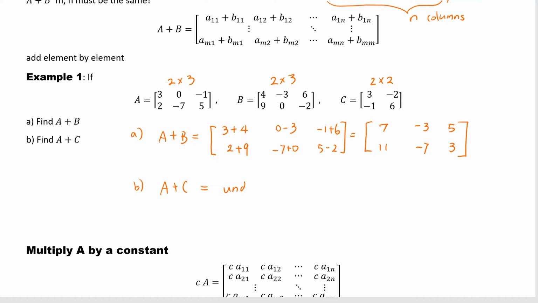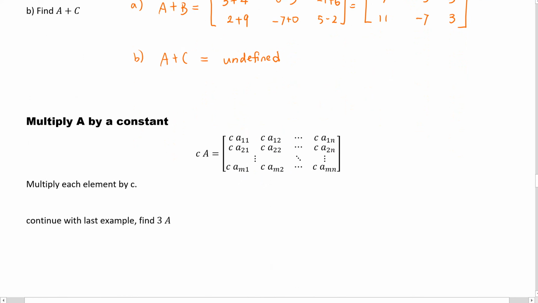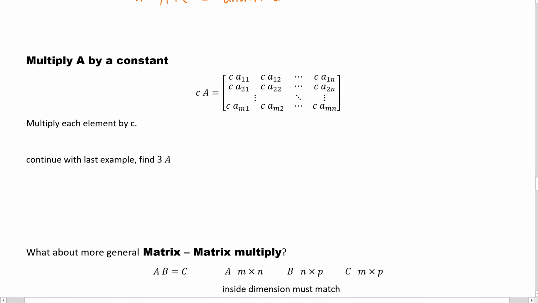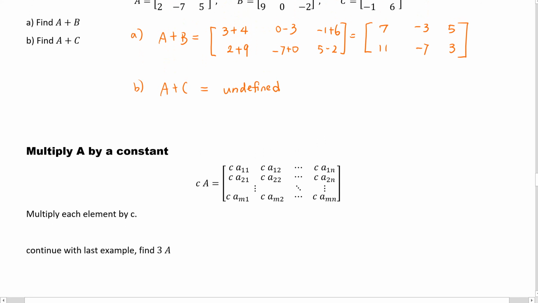No, so this is undefined because they're of different size. Okay, so we cannot add them. Next, multiply a matrix by a constant is simply just multiply each entry by the constant C. So continue with last example, find 3A.